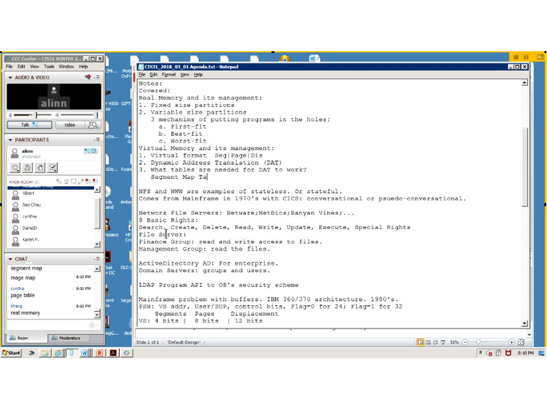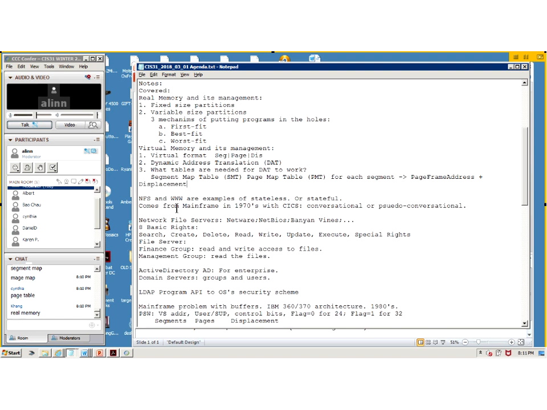Segment map table, SMT, page map table, PMT, and that's for each segment. And then finally, the displacement within the page. This should give you the page frame address. And then from that, you would add the displacement. That's how you do it. Okay? That's that one.